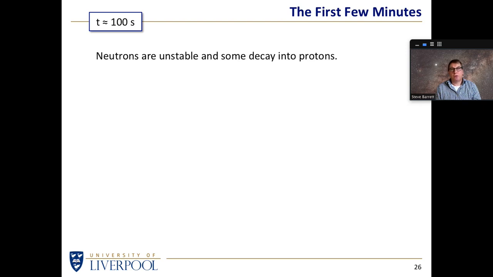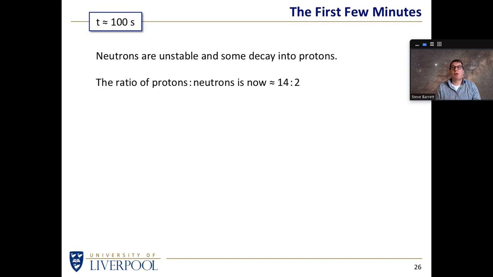Neutrons are not stable. Some neutrons will change spontaneously into protons. How do we know that? Because we watch them do that in the laboratory. We can do lots of experiments, and we know that the slightly heavier neutron can change into a slightly lighter proton. That will happen if you stick a neutron on its own in the middle of nowhere.